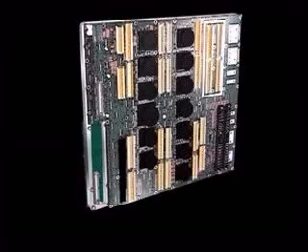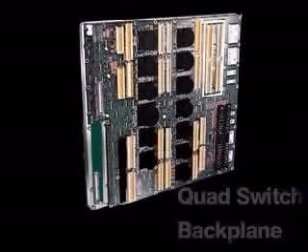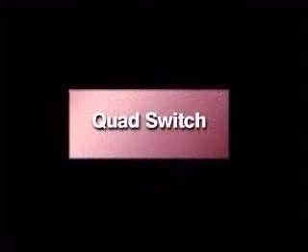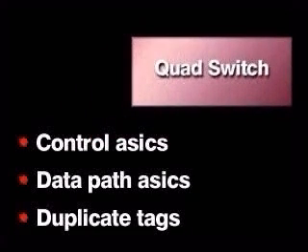Let's start with the basic building block of the machine. This is a quad switch backplane which implements a fully connected, non-blocking crossbar. The quad switch itself is implemented by many ASICs, in particular a control and several data path ASICs. It also has a full set of duplicate tags to track the cache line status of the CPUs. The reason we did this will be explained later when we start to expand this machine above 4 processors.